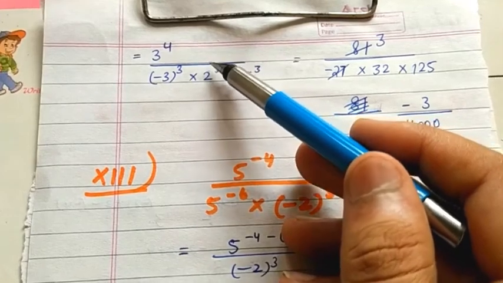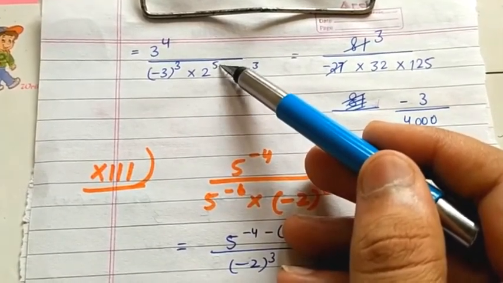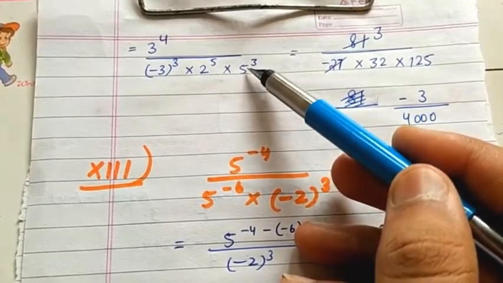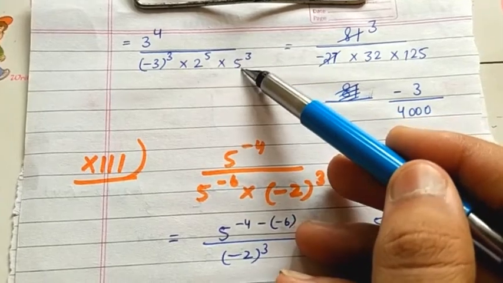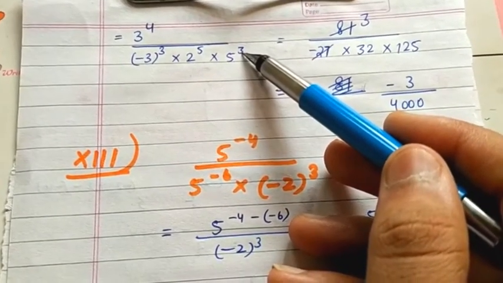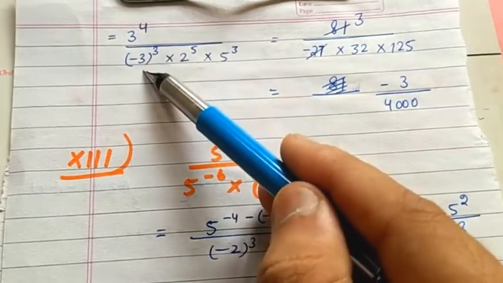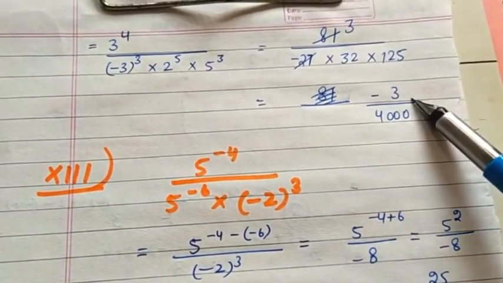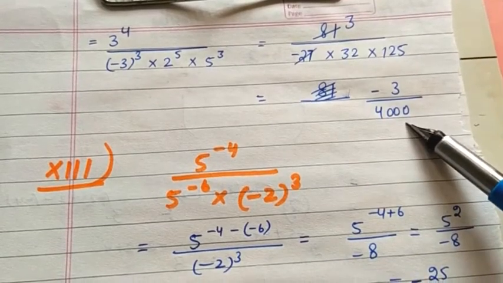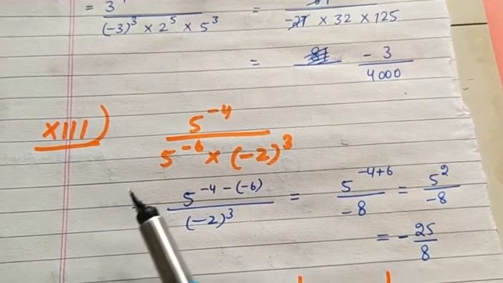So we write the 2 as the denominator, and the power changes to positive sign. Also the same happens with the power of 5. When we write the 5 as the denominator, the power of 5 changes to positive. So this whole thing changes to this, which simply can be written as this, and on solving we get the answer as -3 upon 4000. Okay, moving on to the next question.